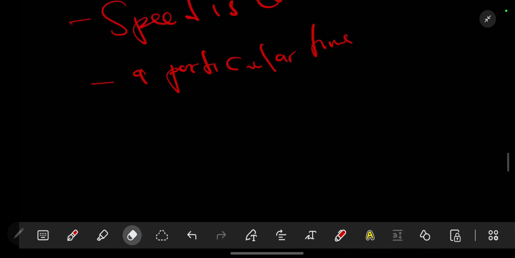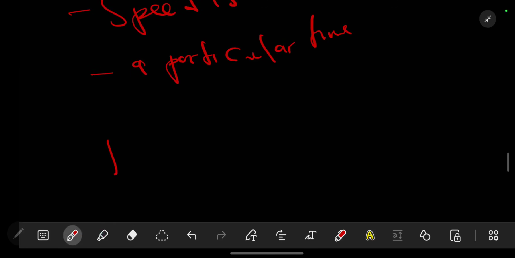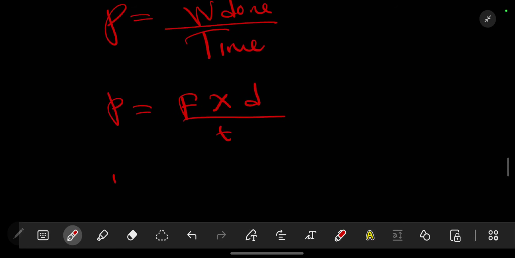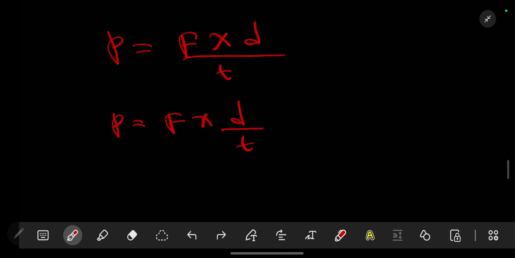So now, we know that power is the rate of doing work, so it is the work done over the time taken. We also know that work is the product of the force and the distance, so power is force times distance over time. Someone who writes like this or like this, it's still the same.